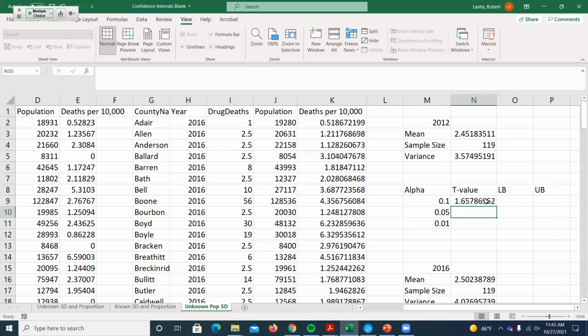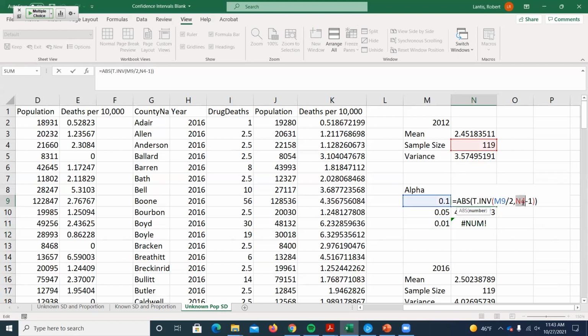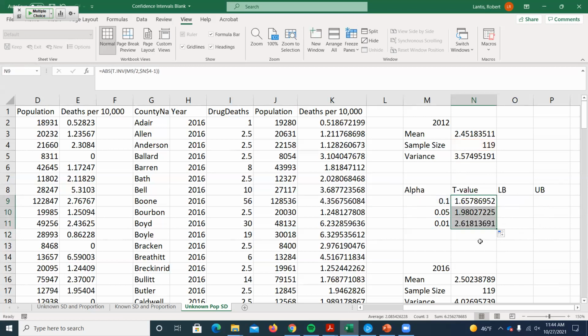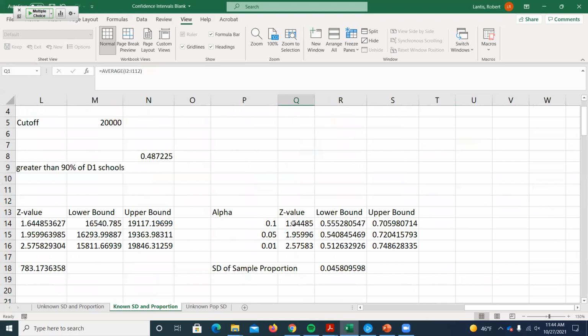Now, if I try to copy this down, I have a problem. It's updating that cell reference where my sample size was. So we'll go back in. F4, or Command T on a Mac, freezes that cell reference. Now, when I copy this down, I can get my t-values for these three different levels of confidence. Notice these vary from what we use with a standard normal: 1.65, 1.98, 2.61, a little bit higher than those values for the examples we did on Monday that came from a standard normal distribution.